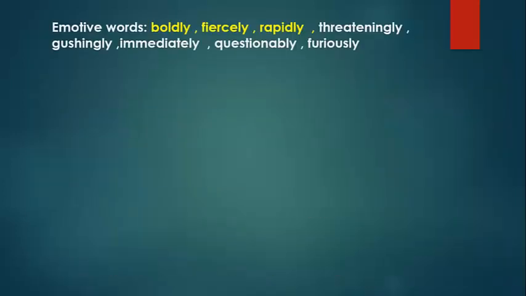Then, be emotional. Referring to feelings is very important in the story. You can use some adverbs or some adjectives that appeal to emotions, connected to emotions. Okay, so don't say he answered, but you can say he answered questionably. Sorry?